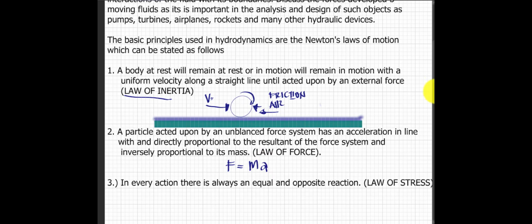Now thirdly, for every action there is always an equal and opposite reaction. This is the law of stress, or in human nature it can also be called the law of karma. For every reaction you exert in an activity, it corresponds to a given responsibility. So it can be called the law of karma.